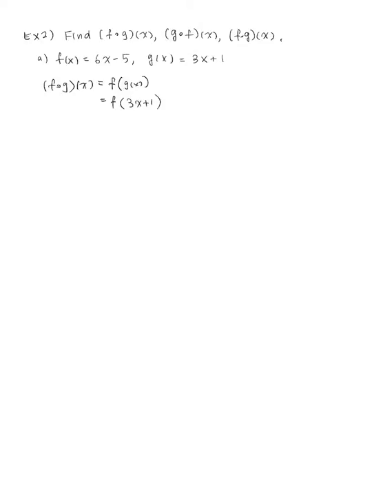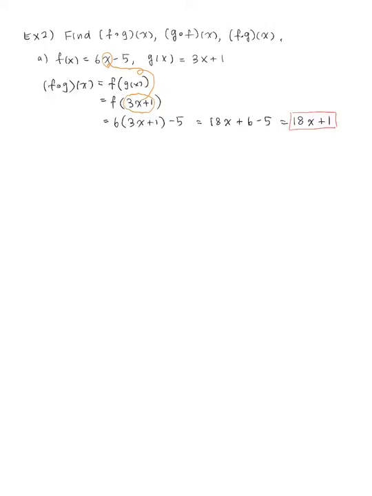Now this is telling you to look at function f of x and replace its x with what's in the parentheses. Basically, here's the happy face, or just think of one quantity, and you plug it into here. So we get 6 times 3x plus 1, and then minus 5. Distributing the 6, we get 18x plus 6 minus 5. So our answer is 18x plus 1.